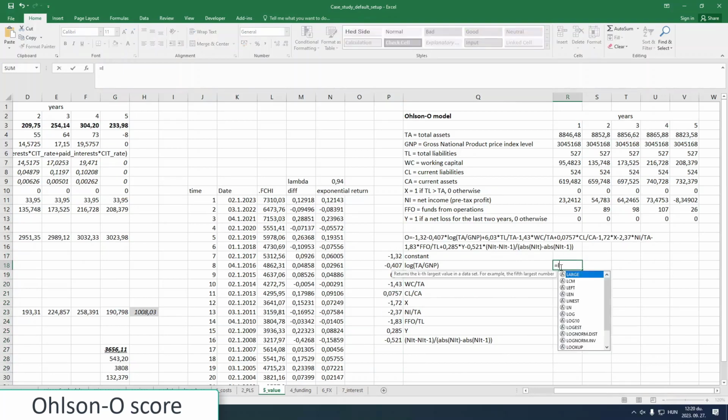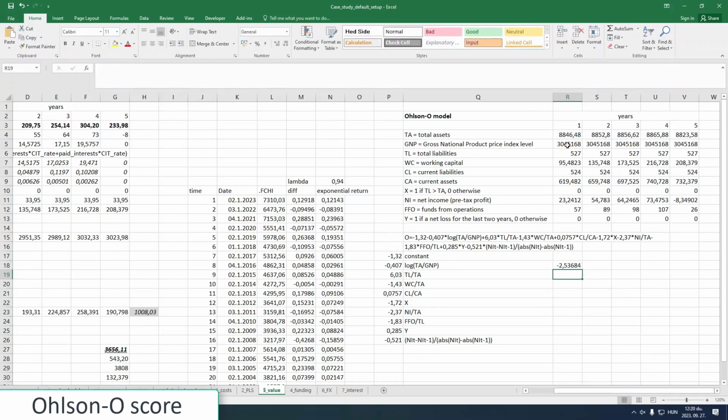So log of total assets divided by the total gross national product, and then we should multiply it with this number. And now we have something. Also, let's fix it with the dollar mark, and after that we can just scroll it through here. Also we need this one, so do not forget about that.